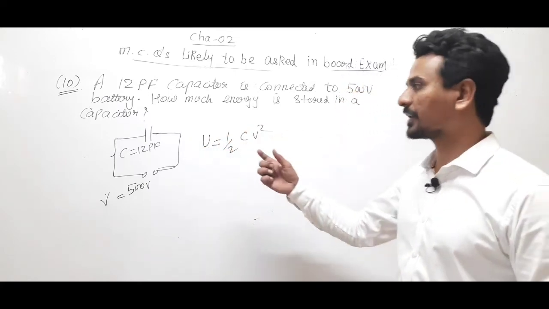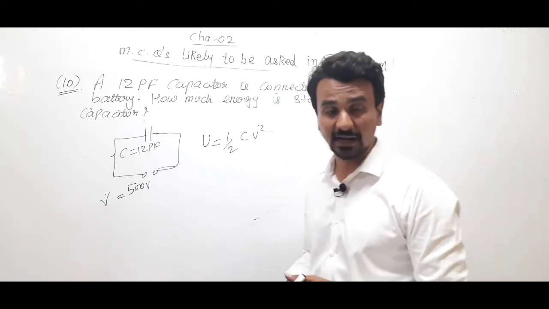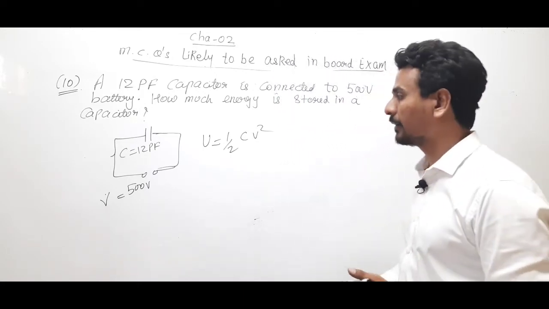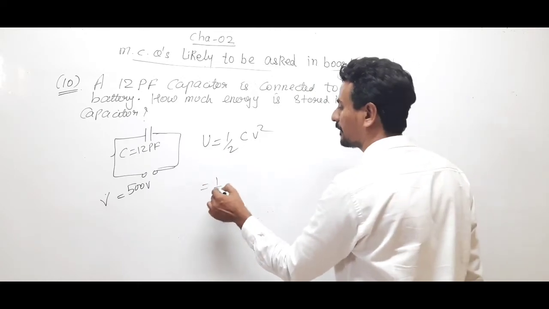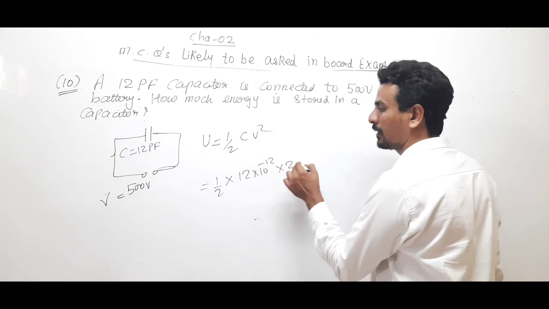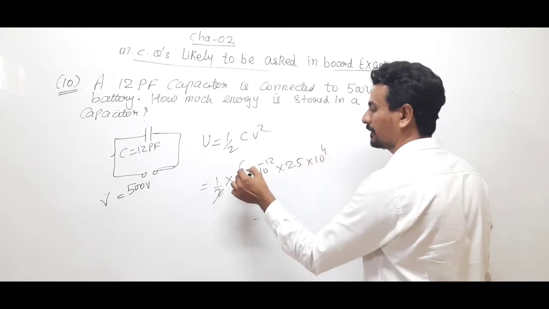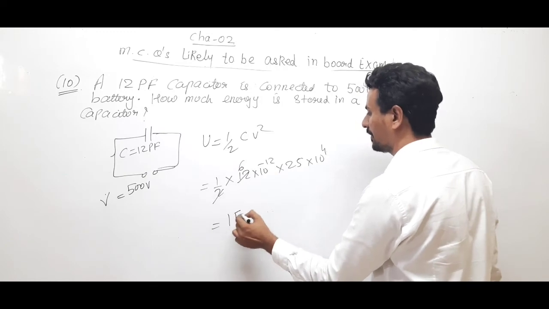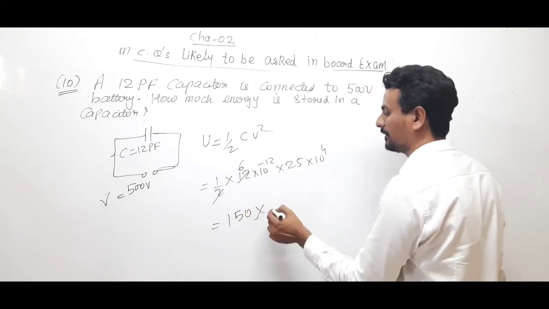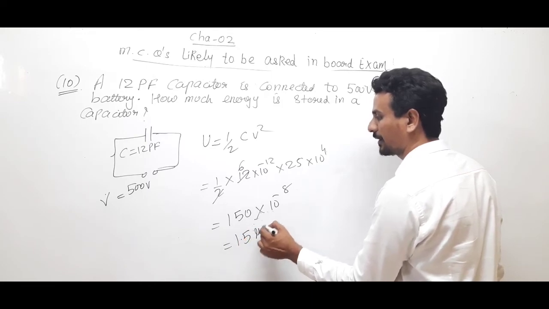50% of the energy is stored in the capacitor and 50% of the energy is lost in the form of heat, that is in the form of I square RT. Substitute the values: half into 12 into 10 raised to minus 12 into 25 into 10 raised to 4. Solve this. So this will be 150 into 10 raised to minus 8, or you can say 1.5 microjoule.